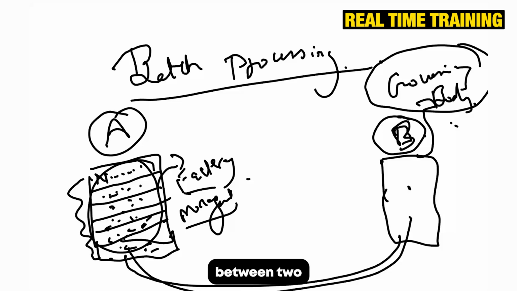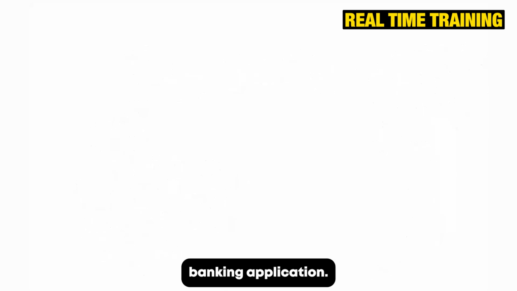This can happen between two applications too. Whenever they say every day at 12 a.m. we'll get all the info populated in this table, they are talking about a batch process. Another good example of batches, let's say for example this is a banking application.